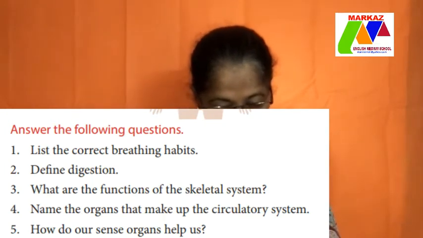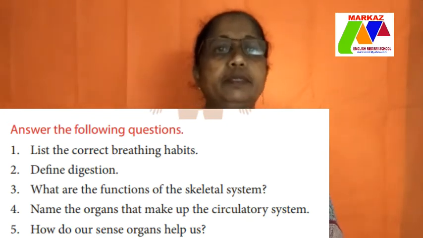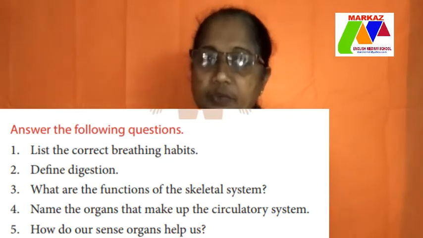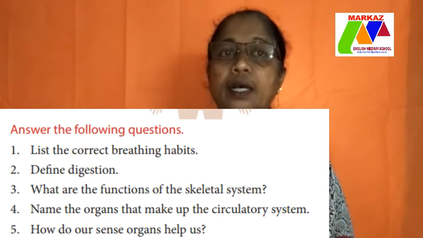Next one, name the organs that make up the circulatory system. Now the circulatory system is made up of the heart, the blood vessels, and the blood vessels are none other than the arteries and the veins.